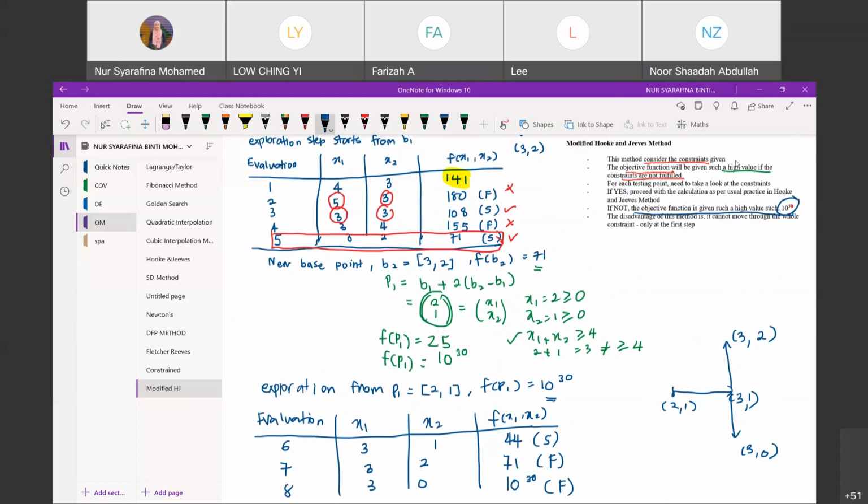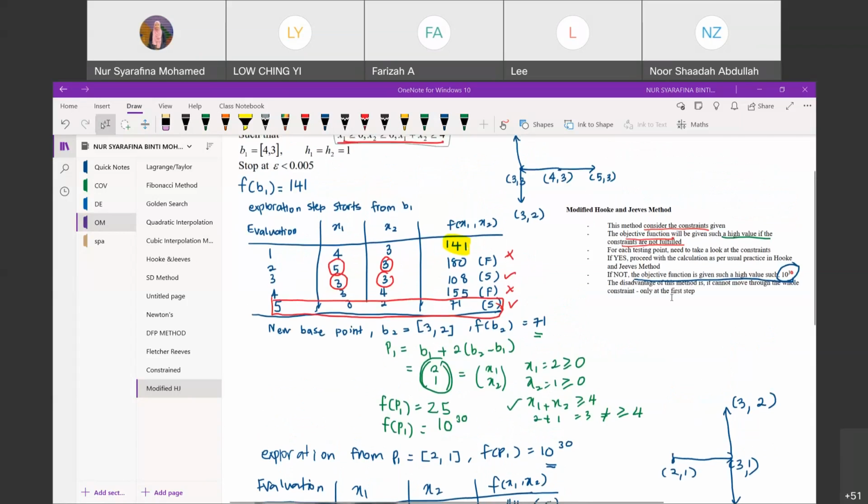All right. So this is the process of modified Hooke and Jeeves. As you can see, it is quite identical to the previous Hooke and Jeeves that we have discussed. But for this modified case, what you need to consider is the constraint: check for each testing point whether it is fulfilled or not. Then check the objective function. If it is not fulfilled, then consider it a failure and substitute a high value, for this case, 10 to the power of 30. Clear or not? Let's just proceed.